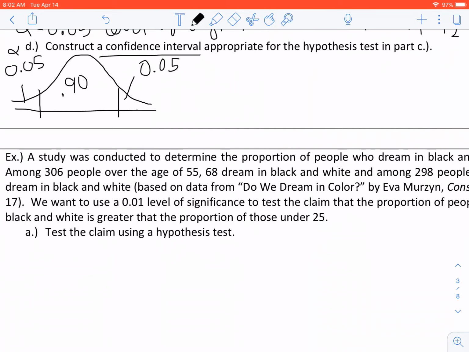So my confidence level is going to be 0.90. So not 95, it's 0.90. So again, drawing the picture and setting that up is very helpful.